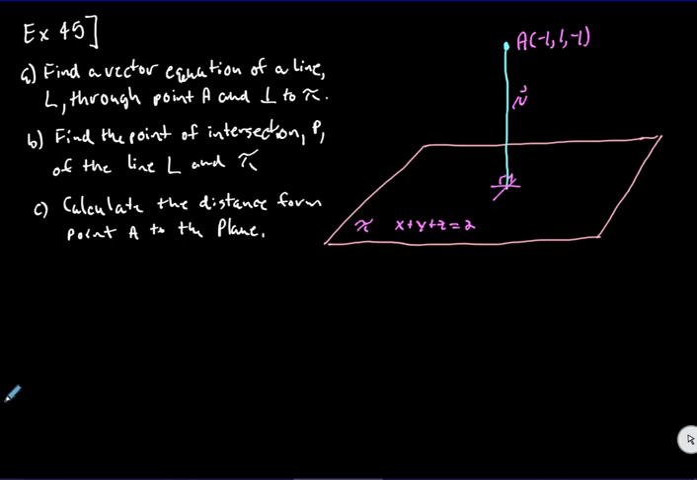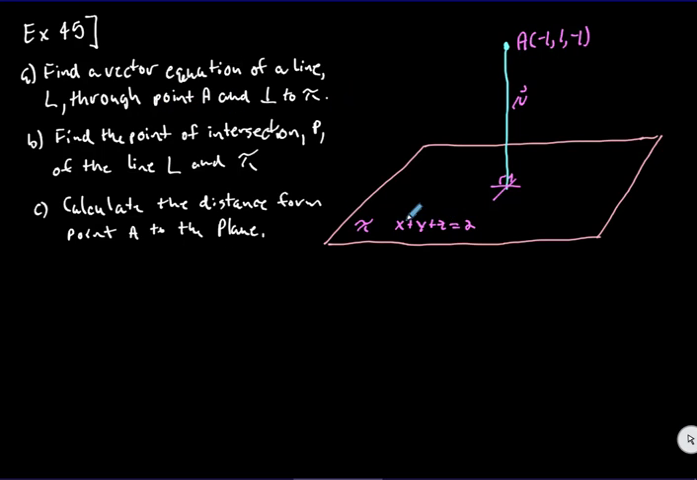So to see this in an example, we're given a diagram here. We have the equation of a plane. This is plane pi with the equation x plus y plus z equals 2. We have this point, negative 1, 1, negative 1, and the normal vector. Find the vector equation of a line L through the point A and perpendicular to the plane.